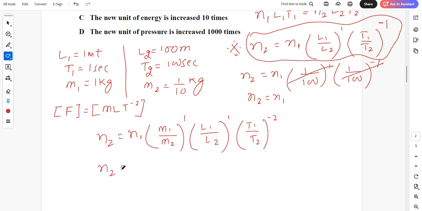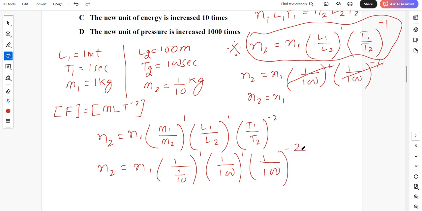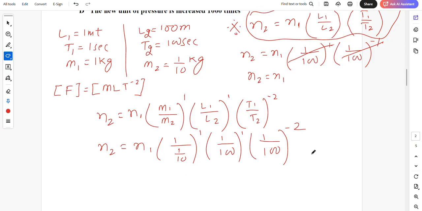Now, N2 is equal to N1 into, how much is M1? Substitute. 1 divided by, how much is M2? 1 by 10, to the power of 1. L1 is how much? 1 divided by L2 is 100 to the power of 1. T1 is how much? 1 divided by T2 is 100, to the power of minus 2. I can write this as N2 is equal to N1 into, this will become 10, right? And this is 1 by 100 itself.